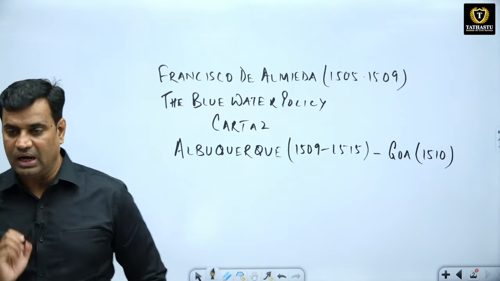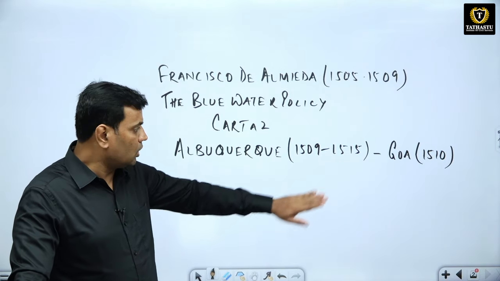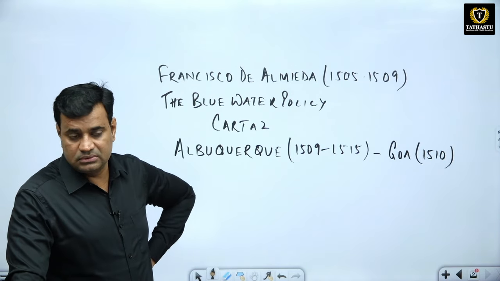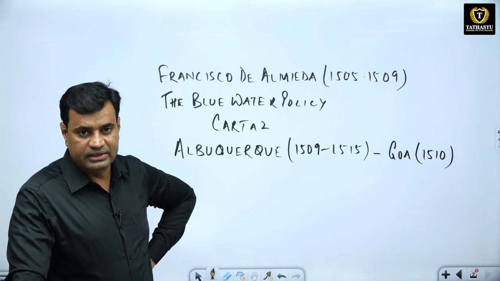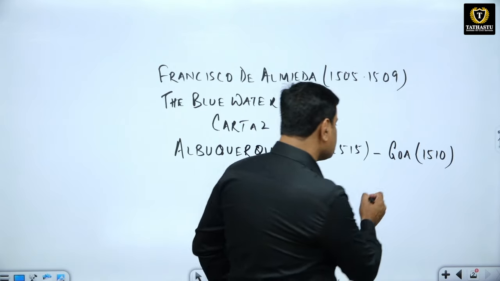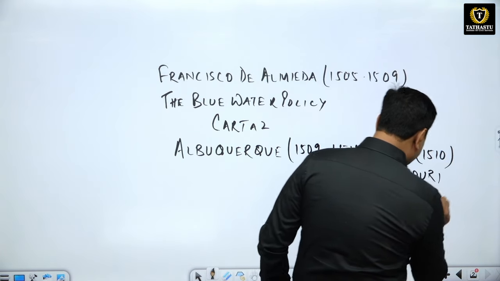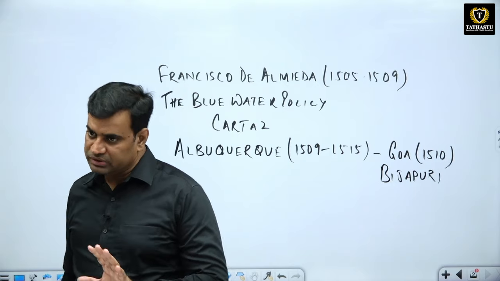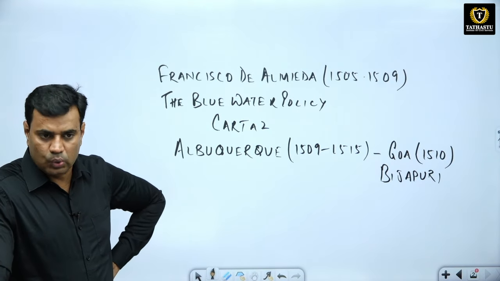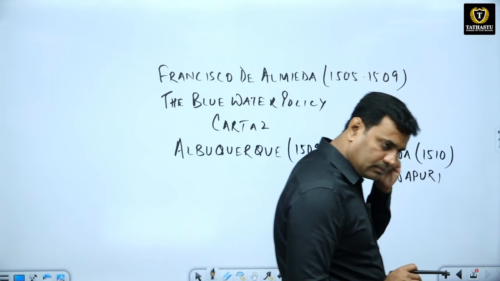It's a very important one. It has been asked in examination. Clear? Who established control over Goa in 1510 against the Bijapuri ruler. We'll come to them in medieval times. Clear? Right. In this task.